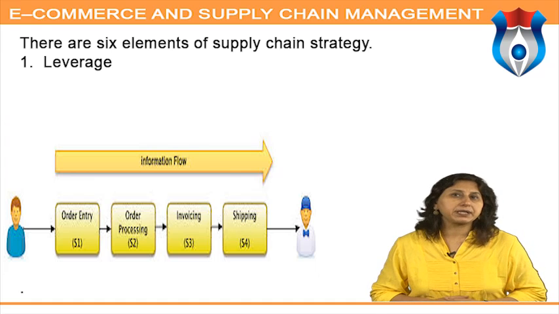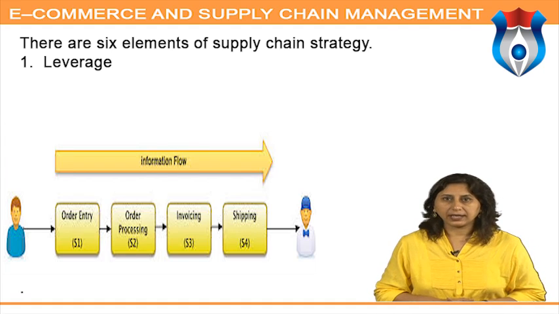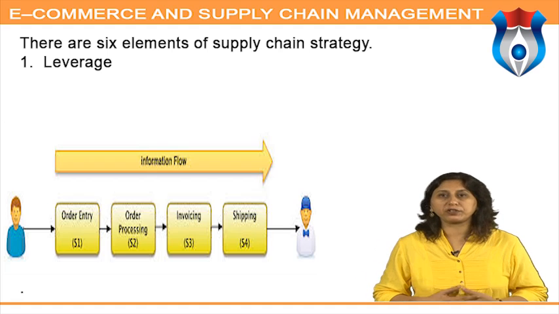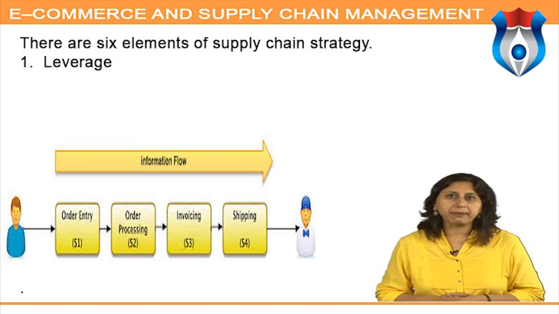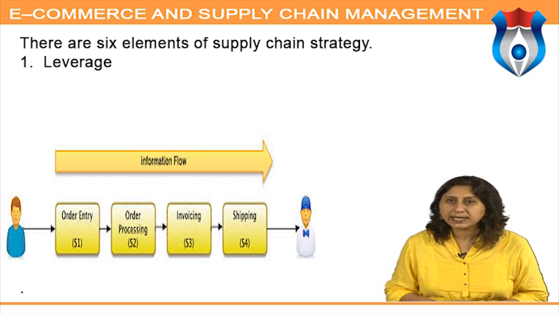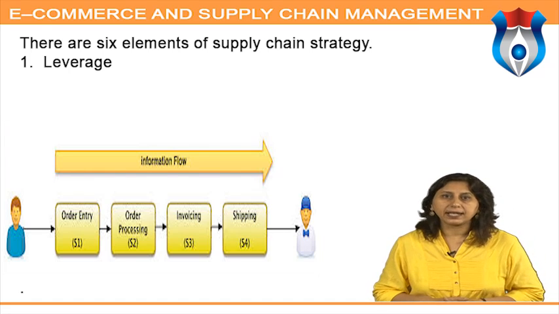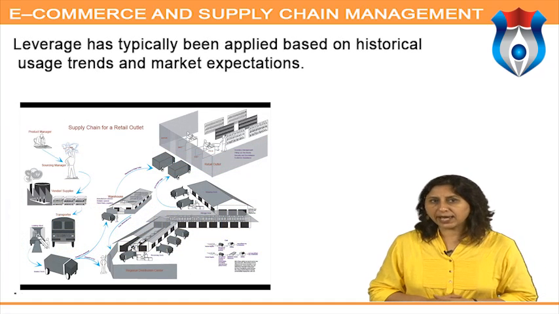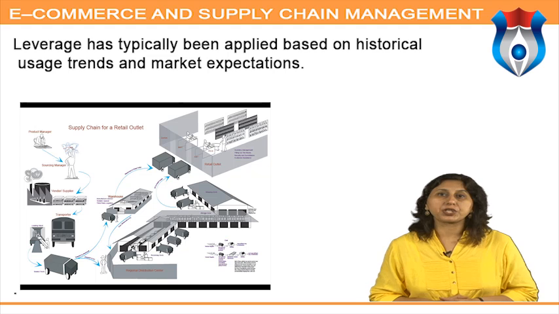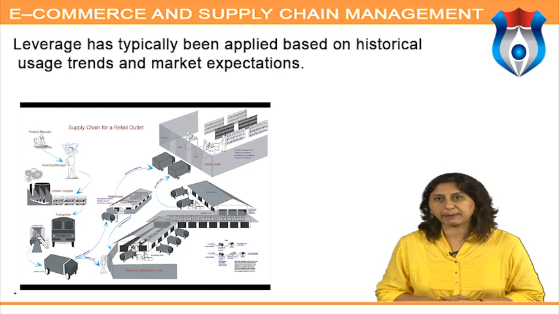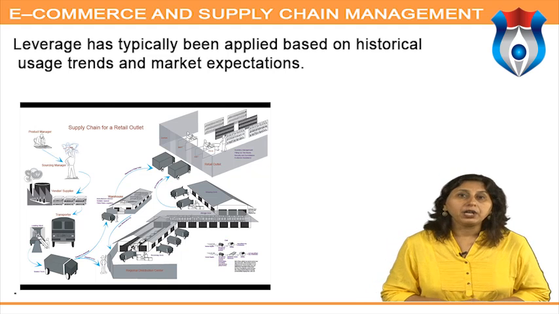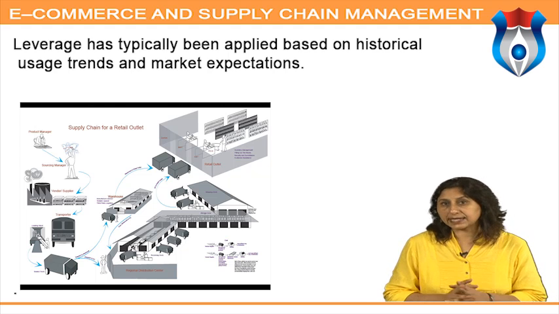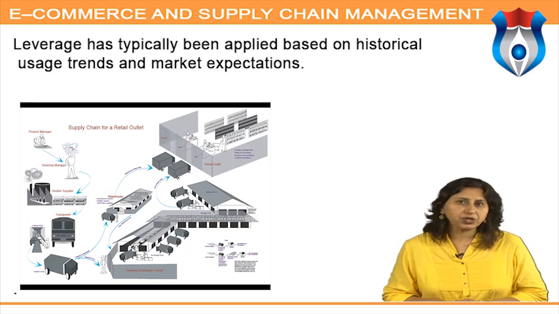There are 6 elements of supply chain strategy. The first element is leverage. Despite the size and revenue of an organization, reduction and management of spending while continuously improving upon service levels is a significant benefit of managing leverage. Leverage has typically been applied based on historical usage trends and market expectations.